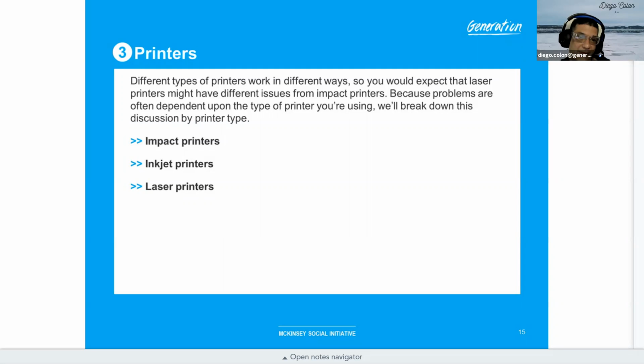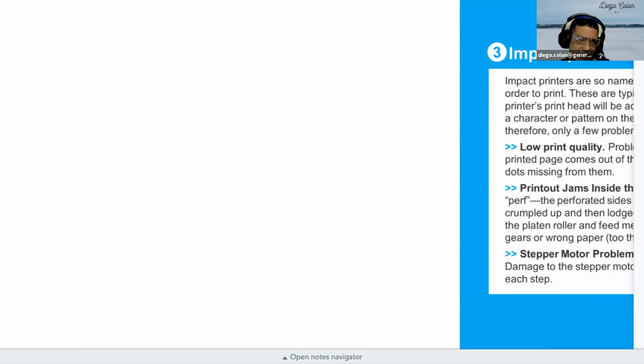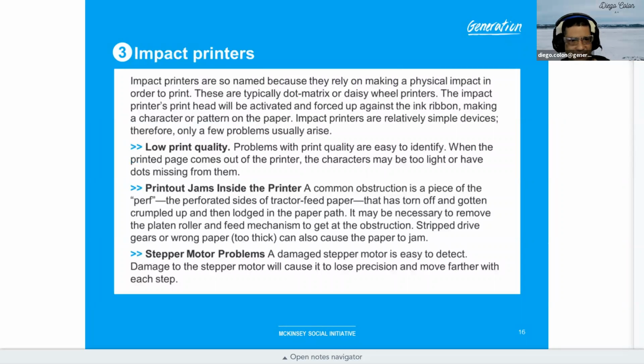All right, different types of printers in different ways. So you have your impact printers, your inkjet printers, and your laser printers. Each one has its own plethora of situations. We're going to start now with your actual impact printers, because the name says exactly what it is. It's physically impacting onto the paper. There's a motor, either a daisy wheel or a dot matrix. You have a ribbon that's being worn out.